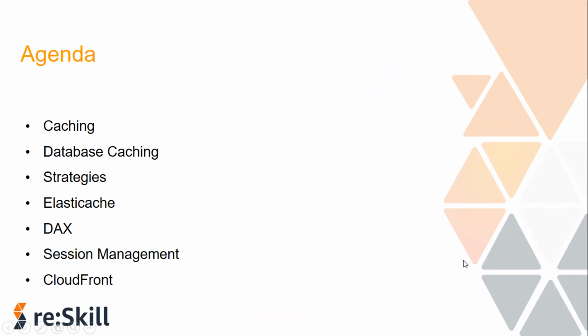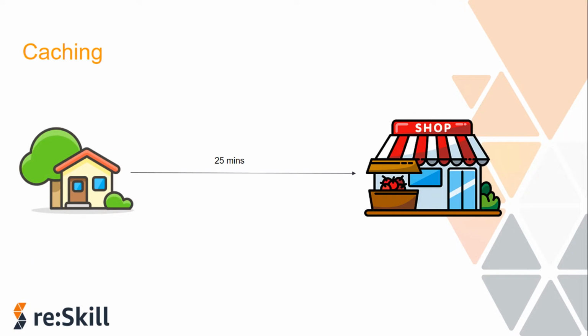So let me tell you what we are gonna cover in today's video. We will start by understanding what is caching and what's the need of it. Then we will understand a few points about database caching and a few strategies for it. And we will understand how ElastiCache and DynamoDB Accelerator, that is DAX, can help for the same. And then we will understand about the session management, and finally we will talk about caching the data with the help of CloudFront. So let's first understand what is caching.